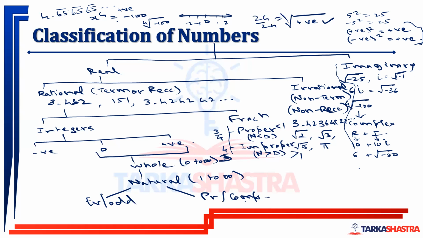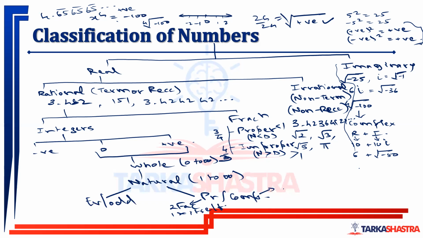Even and odd numbers you already know. Numbers which are divisible by 2 are even numbers. Numbers which are not divisible by 2 are odd numbers. Which ones are prime numbers? Numbers which have only two factors, 1 and itself.